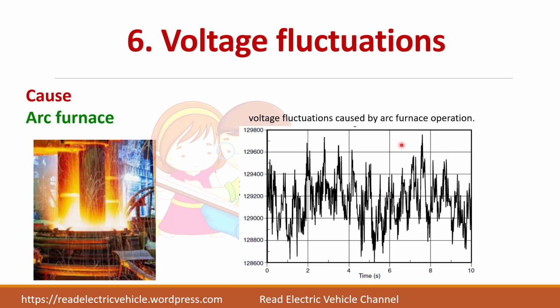This is the voltage waveform showing voltage fluctuations caused by an arc furnace, because arc furnaces produce a lot of heat. Normally if you take a steel industry or some industry, they use a lot of heat. So in that case, your fluctuations will be more.